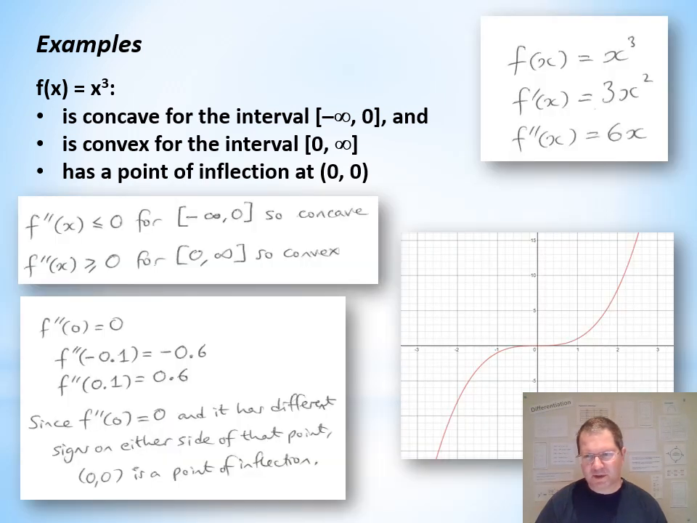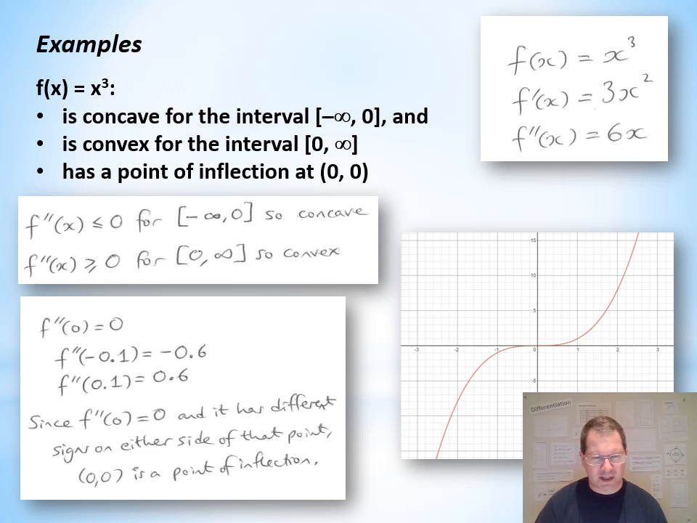Its second derivative is 6x, so when we substitute a negative number into that, we get a negative answer, which is why it's concave from minus infinity to 0, whereas if we substitute a positive value of x into 6x, we get a positive answer, so it's convex from 0 to infinity. As regards the point of inflection, when we substitute 0 into 6x, we get 0, so it agrees with that first rule for the point of inflection.